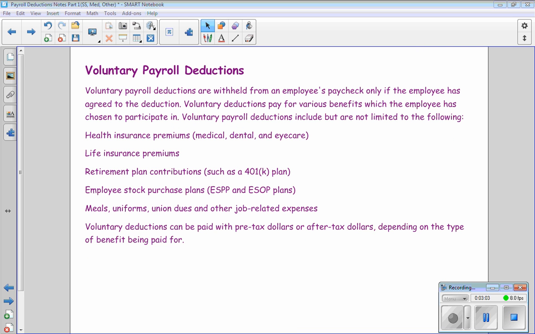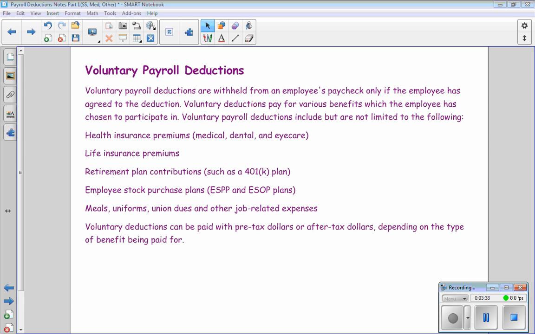Voluntary payroll deductions. Voluntary payroll deductions are withheld from an employee's paycheck only if the employee has agreed to the deduction. Voluntary deductions pay for various benefits which the employee has chosen to participate in. Voluntary payroll deductions include, but are not limited to, the following: health insurance premiums, life insurance premiums, retirement plan contributions, employee stock purchase plans, meals, uniforms, union dues, and maybe any other job-related expenses.